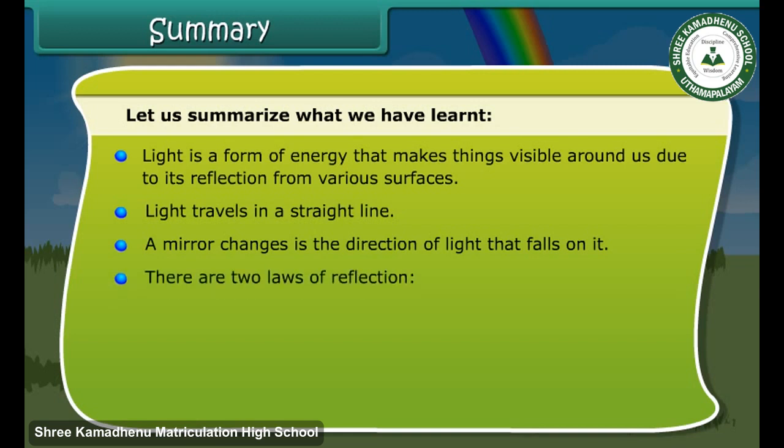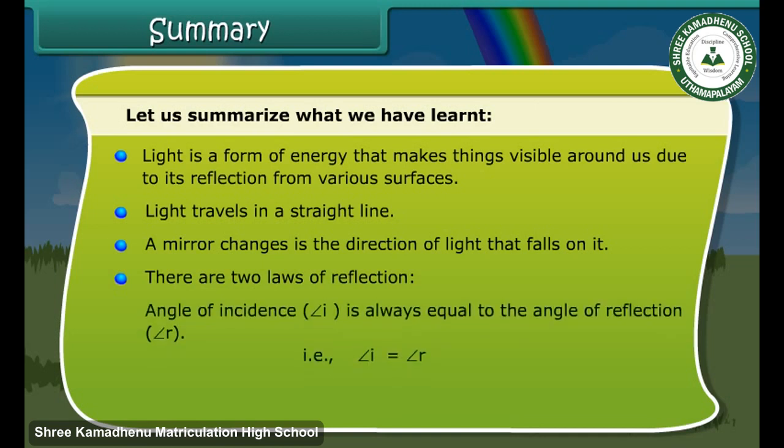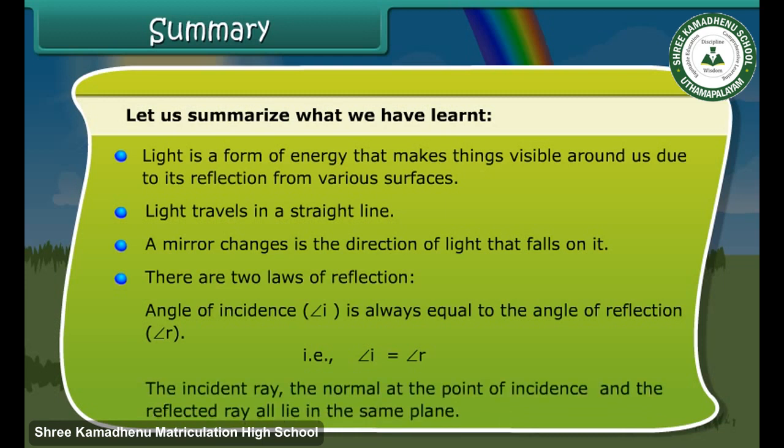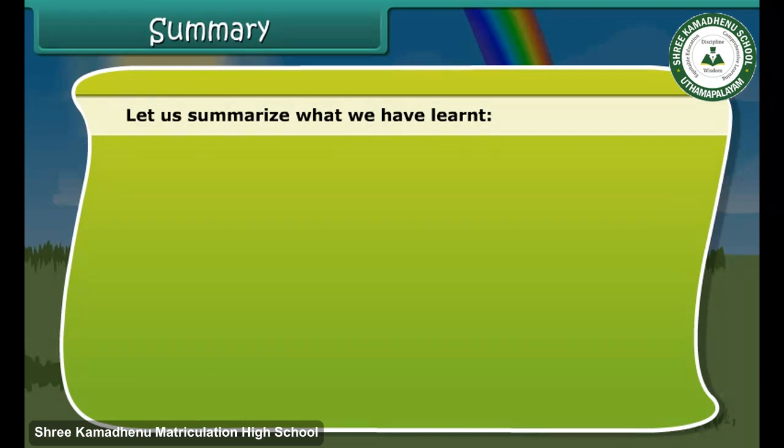There are 2 laws of reflection. Angle of incidence is always equal to the angle of reflection. That is, angle I is equal to angle R. The incident ray, the normal at the point of incidence, and the reflected ray all lie in the same plane.